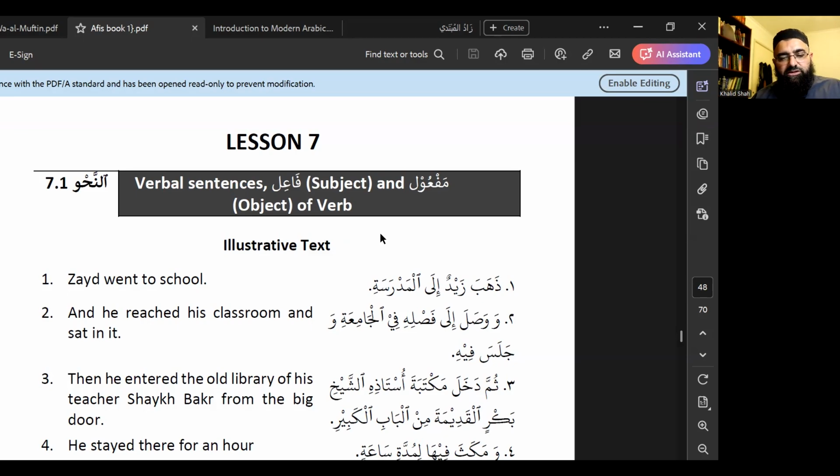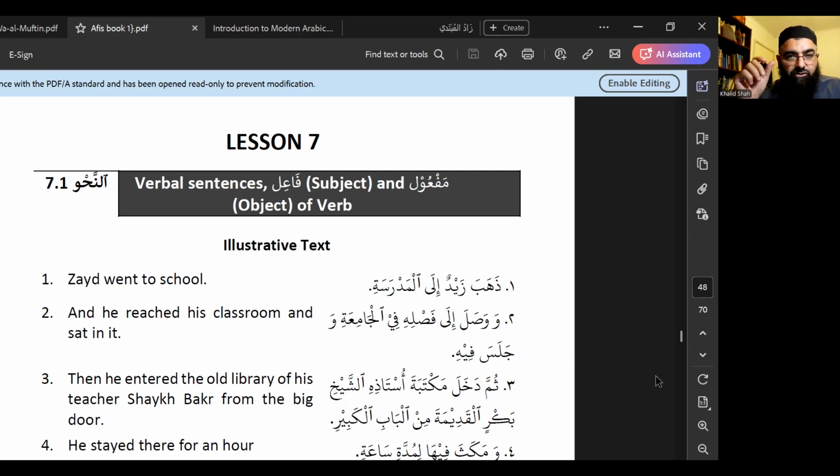While there's another type of sentence called a verbal sentence or a jumla fi'liya. Jumla in Arabic means sentence. So jumla ismiya and jumla fi'liya. Jumla ismiya means a nominal sentence in English, because the mubtada khabar sentence is called a jumla ismiya, and jumla fi'liya comes from fi'l. We've learned that word before, fi'l, af'al. Fi'liya, because the sentence starts with a verb.